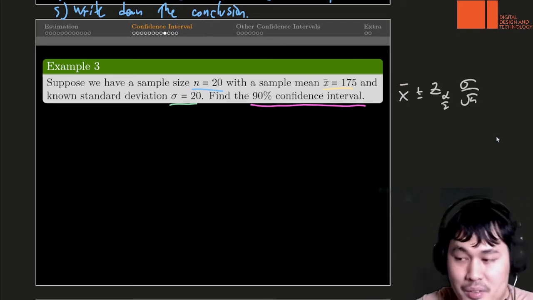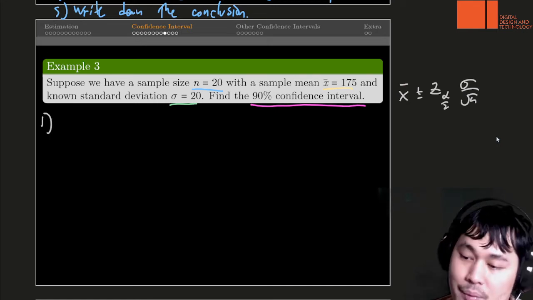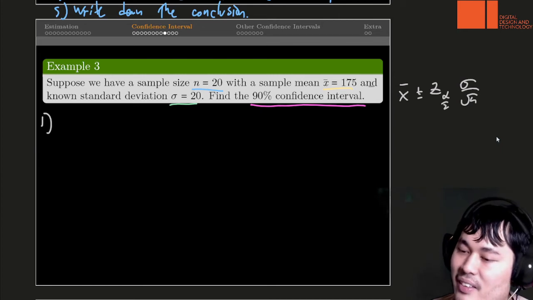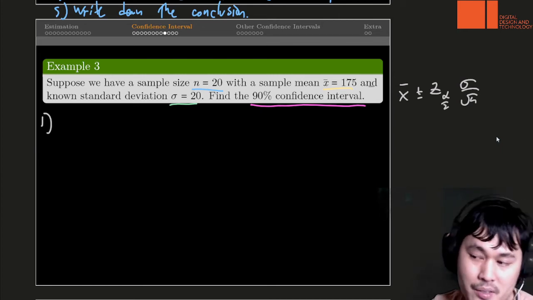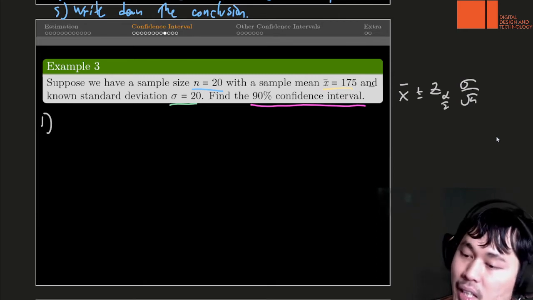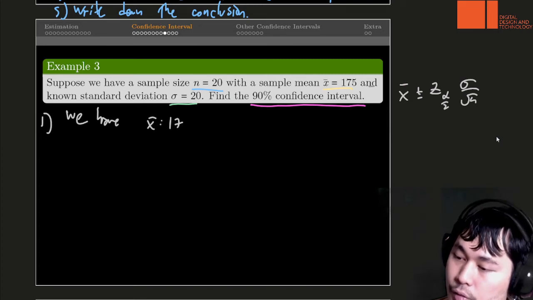But suppose we try to follow the steps. Step 1 is to get the sample mean, which we got. And maybe in step 1, you want to list all the numbers you are given. In this case, we have x bar equals 125.